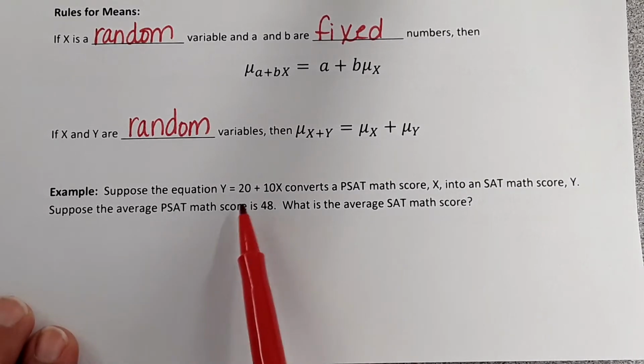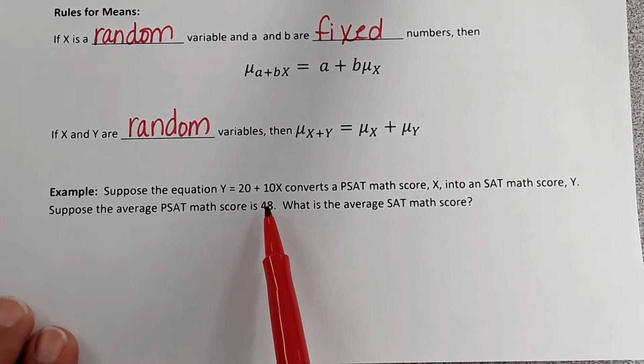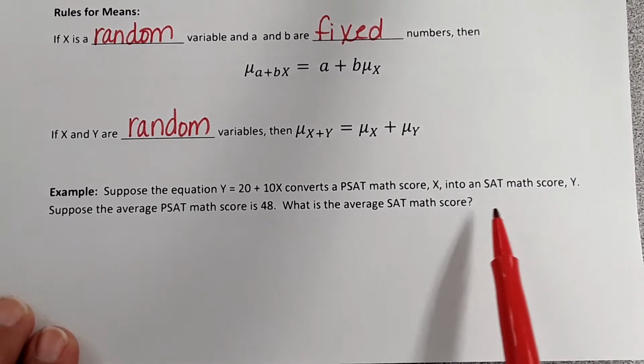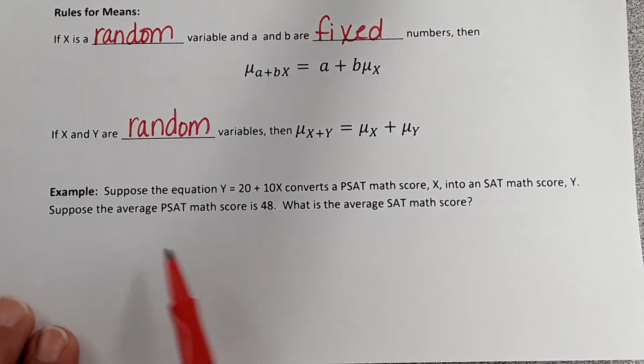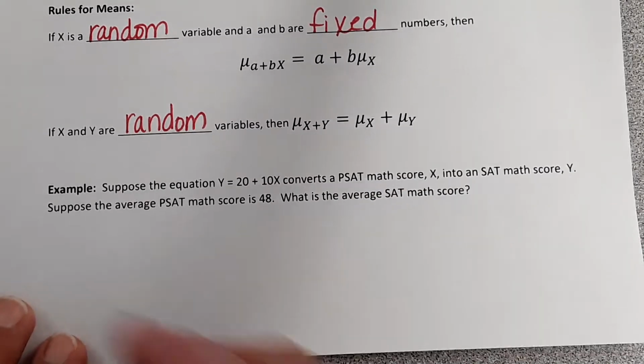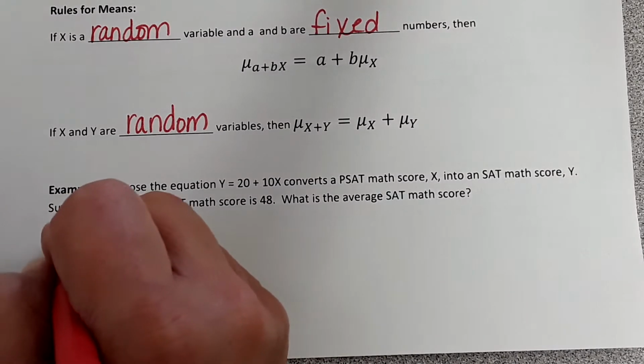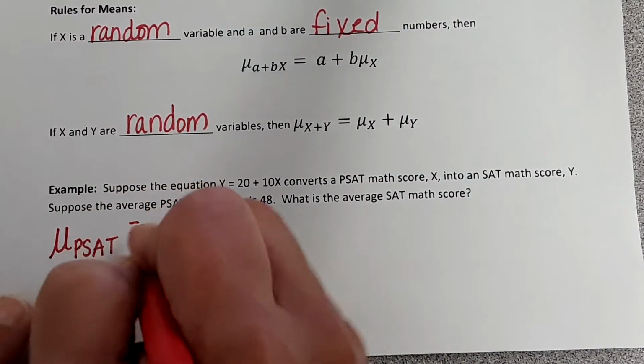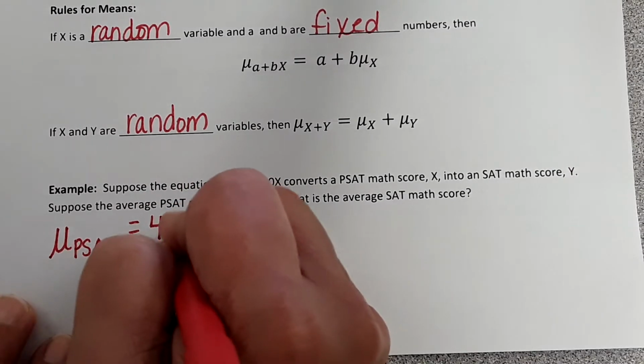So suppose this equation, y equals 20 plus 10x, converts a PSAT math score, x, into an SAT math score, y. Suppose the average PSAT math score is 48. What is the average SAT math score? Now, I know it says random. This is kind of a random variable. So we know that the mu of the PSAT is 48. Okay?